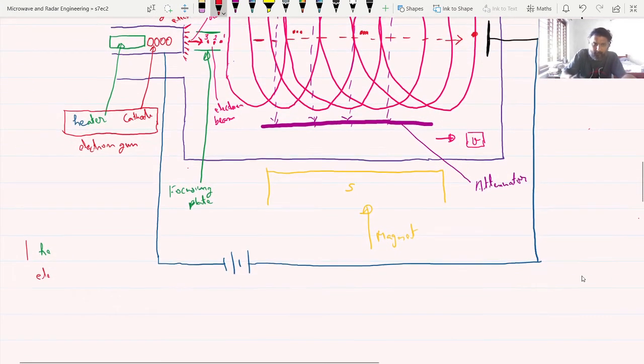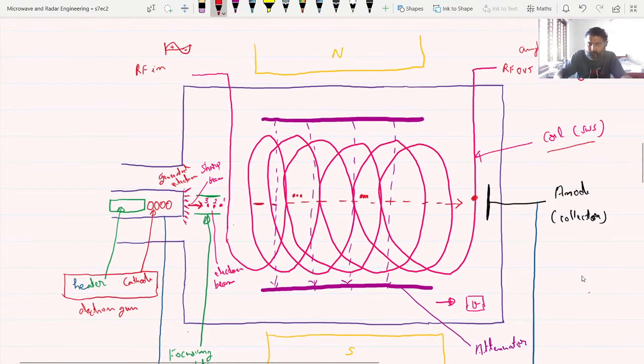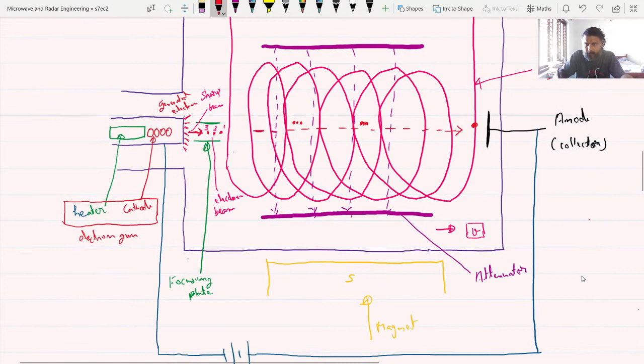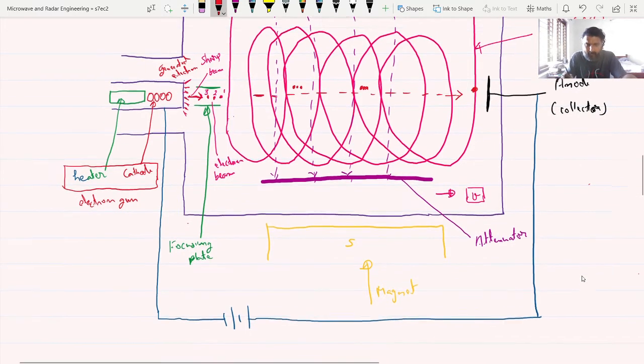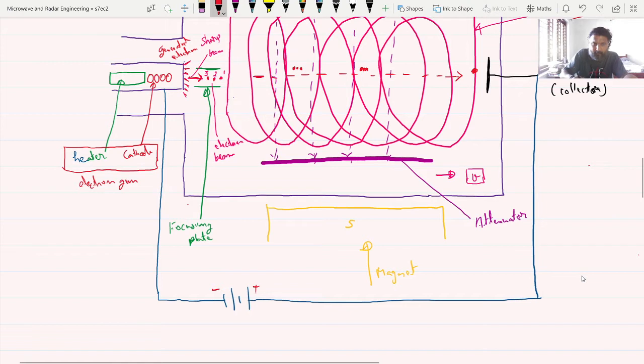Okay, so I will just rub this one. Again, you have two magnets indicated with the yellow color, which are nothing but the north as well as south pole. Anode, which is called the collector, will collect the beam of electrons, or the bunched electron beam, across the anode section. Here, I have given minus and positive. The negative plate is connected to the heater and the positive is connected to the anode section.